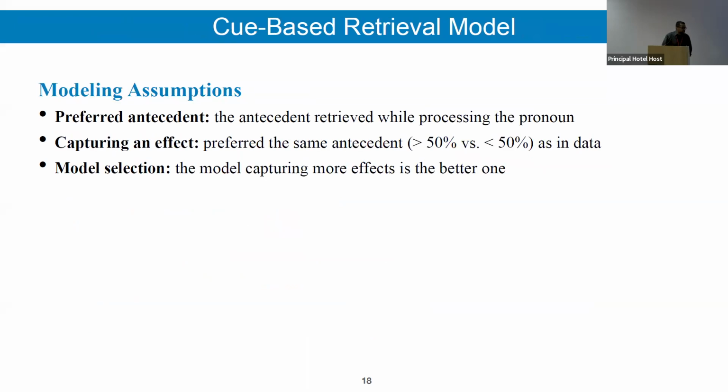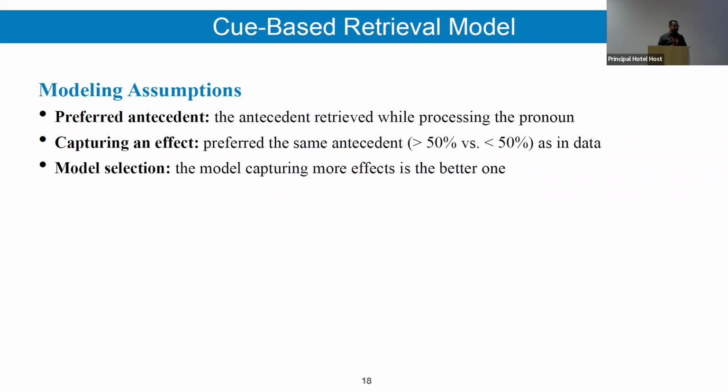So our modeling assumptions are the following. The task is the same: it's an offline task of antecedent selection. And in the model, we model the online processing of the sentence. What we assume is that the preferred antecedent is the antecedent that is retrieved at the onset of the pronoun. So when the model is processing the pronoun, the antecedent that it tries to retrieve is the one that will be preferred. Okay, that's one.